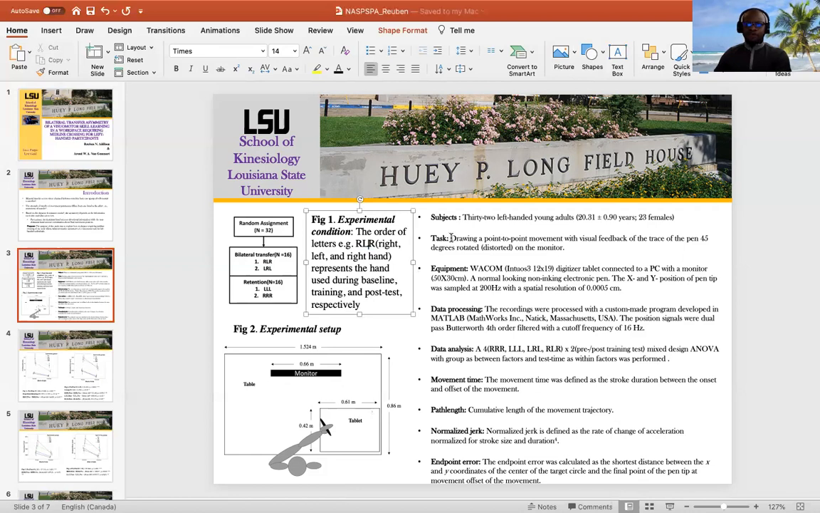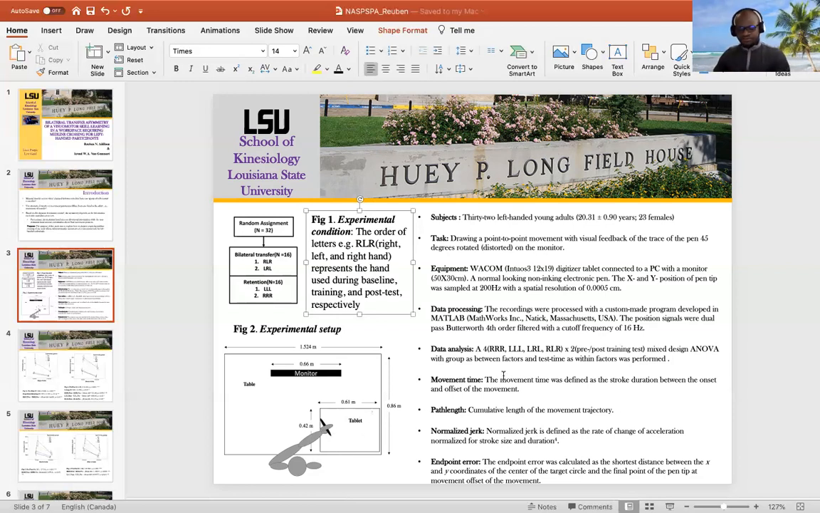Now, the task involves drawing a point-to-point movement with a visual feedback of the trace of the pen rotated at a 45-degree angle on the monitor. So in this experimental setup, you can see the monitor in front of the participants, which is giving the visual feedback of whatever was happening on the motor workspace, which was a tablet, and the stylus given to them.